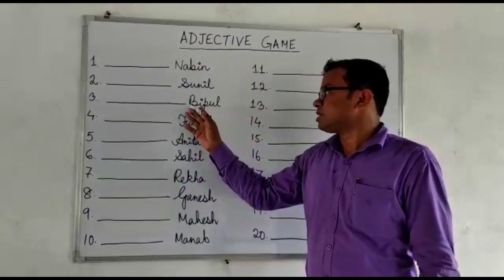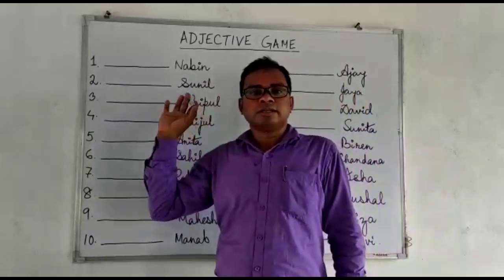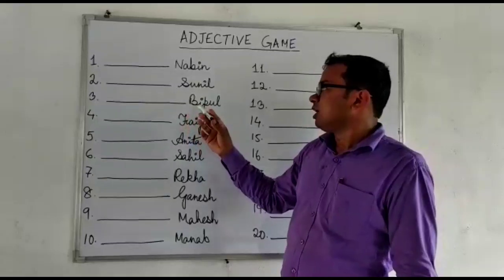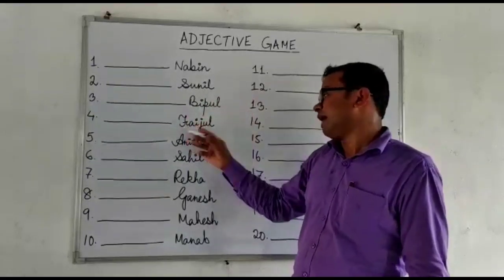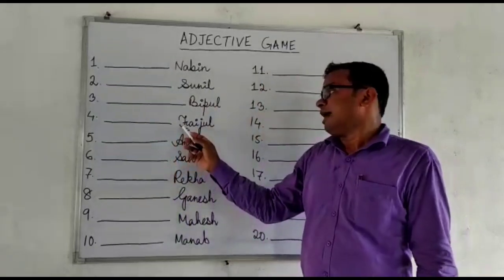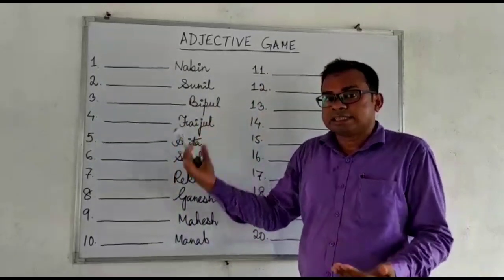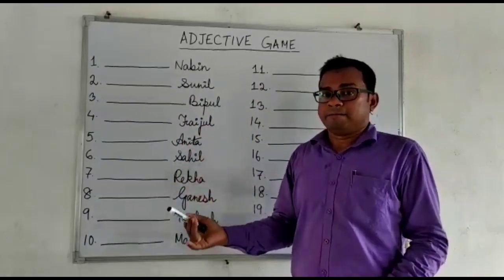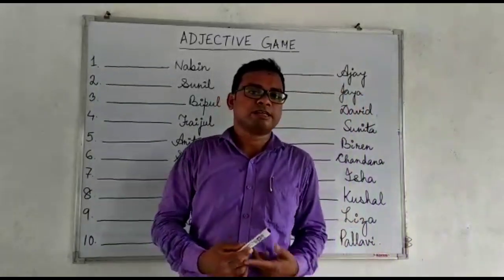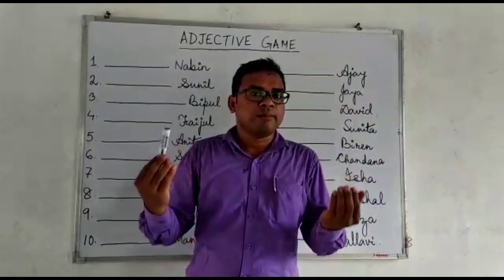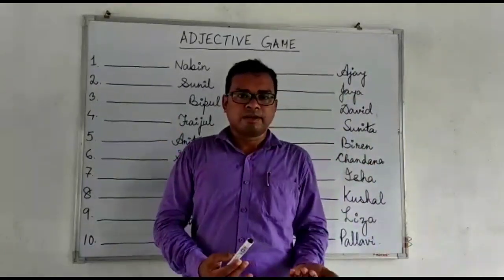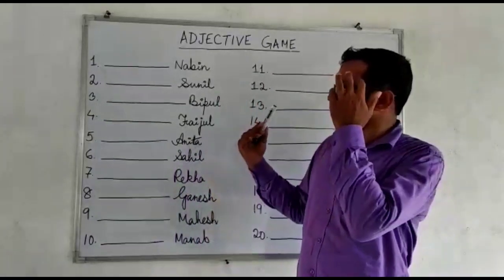Now the third student is Vipul. Vipul will think of an adjective to describe himself with the starting letter B. Now Faisal will also think of an adjective with the starting letter F that can describe his quality or character. So we should give them some time, say for example 2-3 minutes, to think about their favorite adjective or what defines them. Now let us start the game.